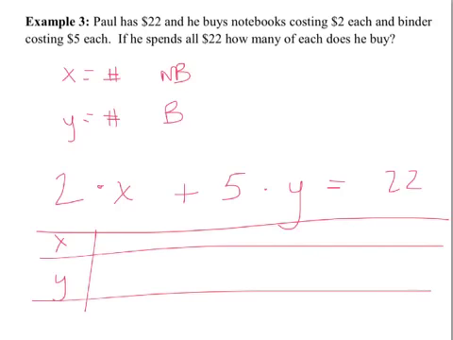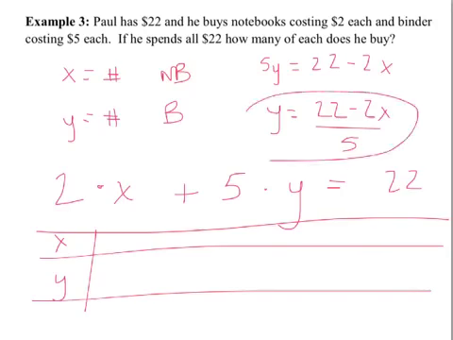Move the 2x over. Divide by 5. And that's my generic solution for y. So if you plug this into y1 and then use your table and look at all the values of x, 1, 2, 3, 4, 5, 6, every time you get a decimal for y, you can rule out that answer choice. And you're going to notice that you're going to have to stop at a certain point.